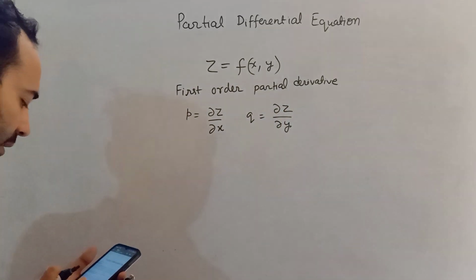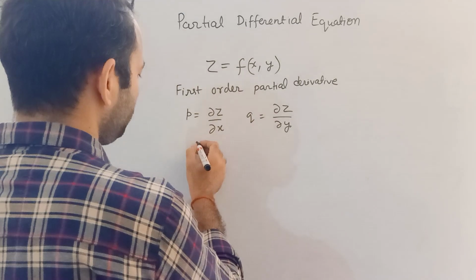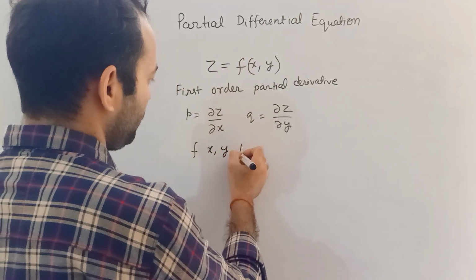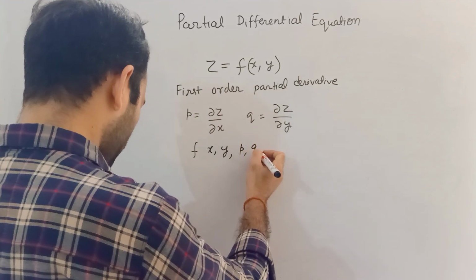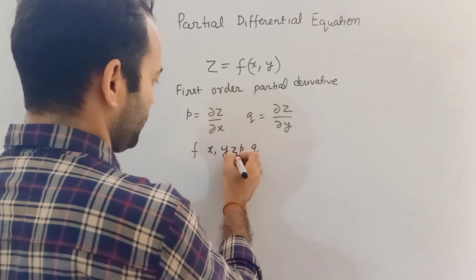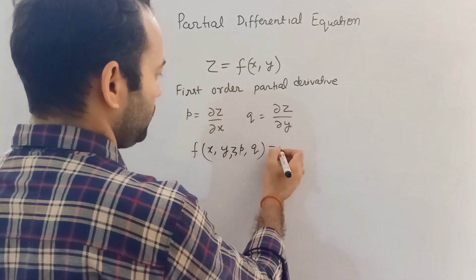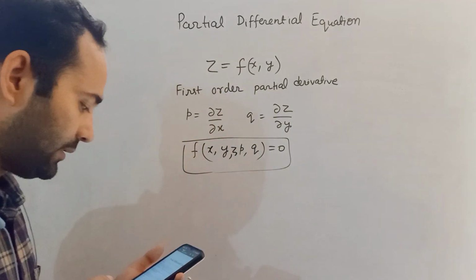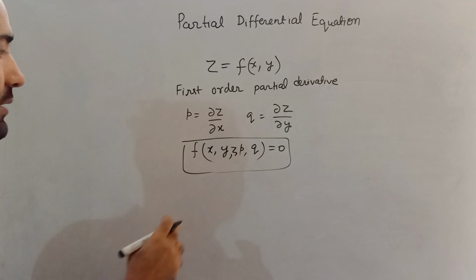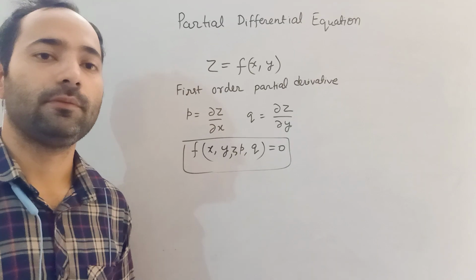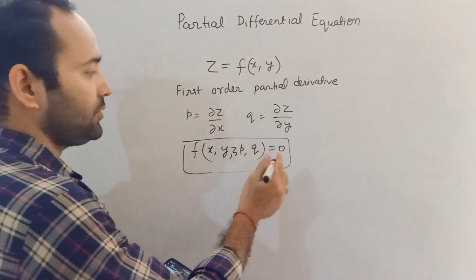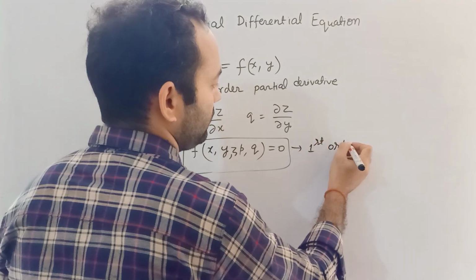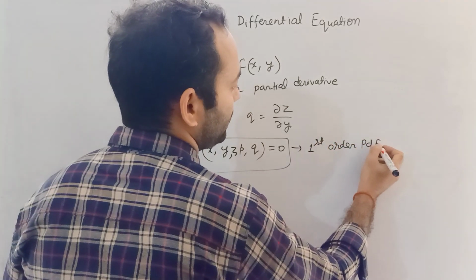Now you will get a function F of x, y, z, p, q is equal to 0. This equation is your PDE, right? So this is the first order partial differential equation that you can find. So this equation is your first order PDE.